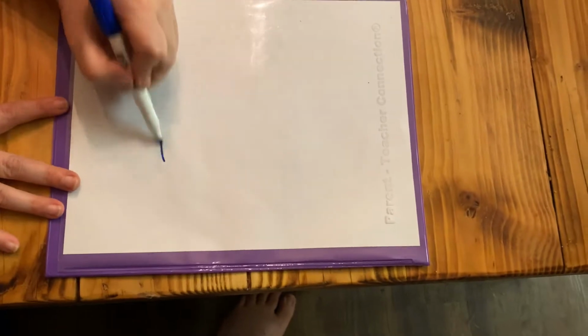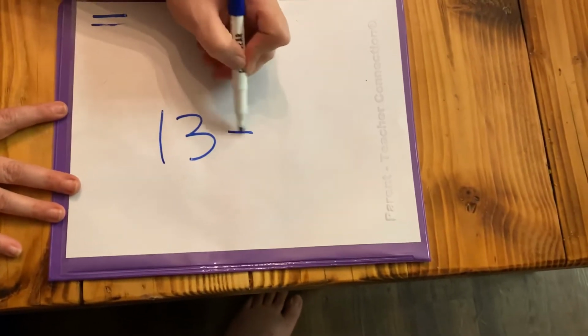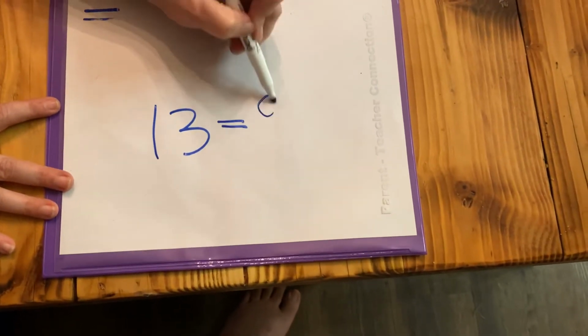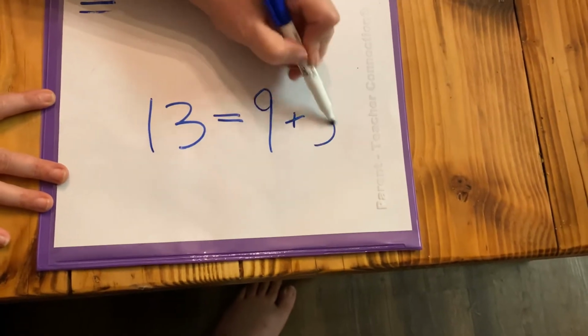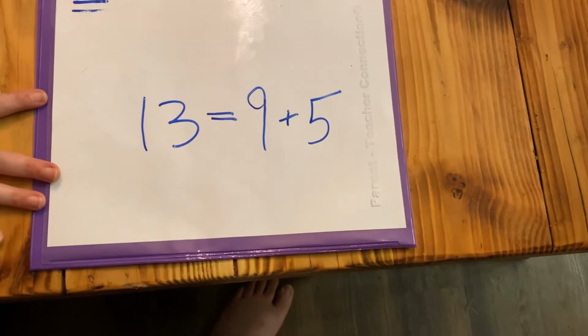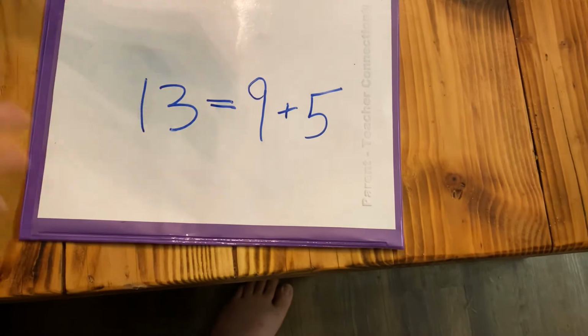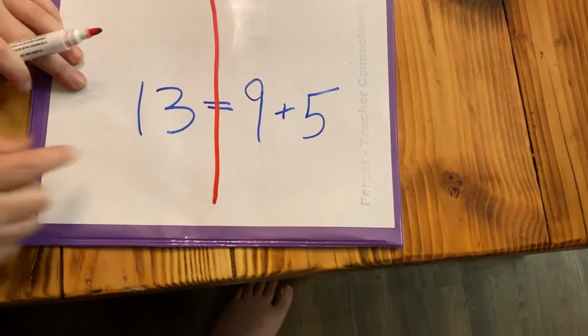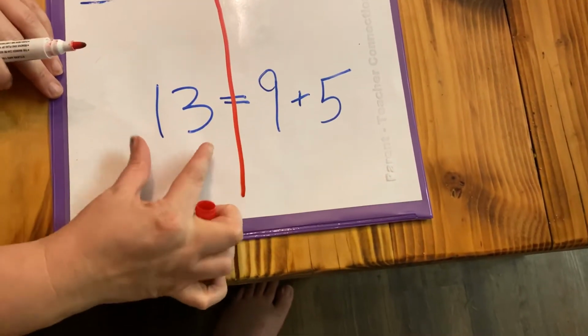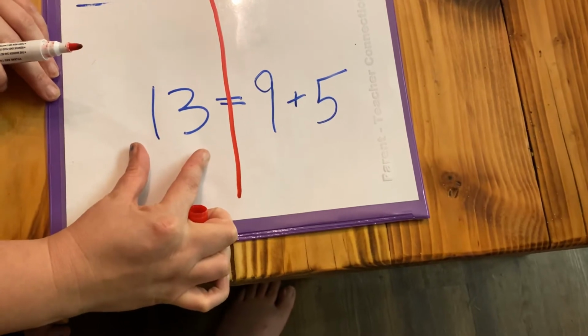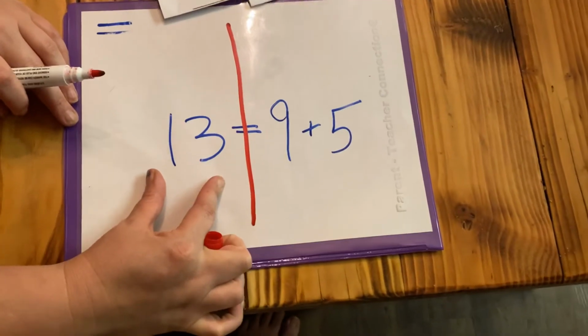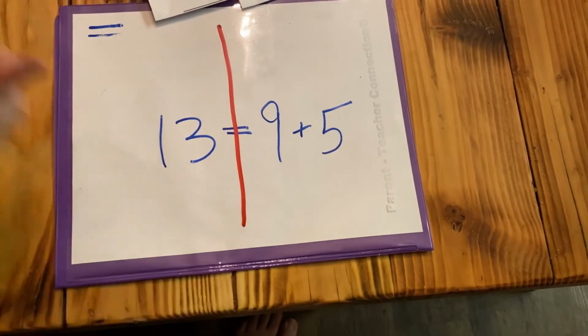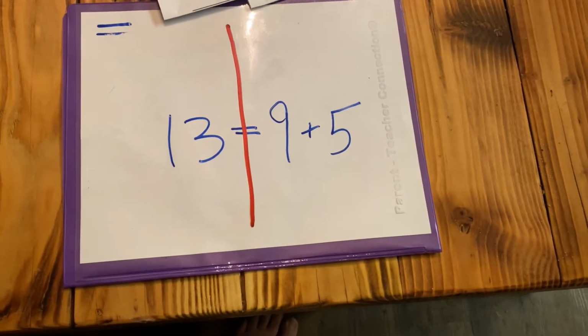And my third equation is 13 equals 9 plus 5. So split the equal sign. This side, there is no equation. They're just telling me that the answer is supposed to be 13. So we're just going to leave that side alone. We don't have to do anything on that side.